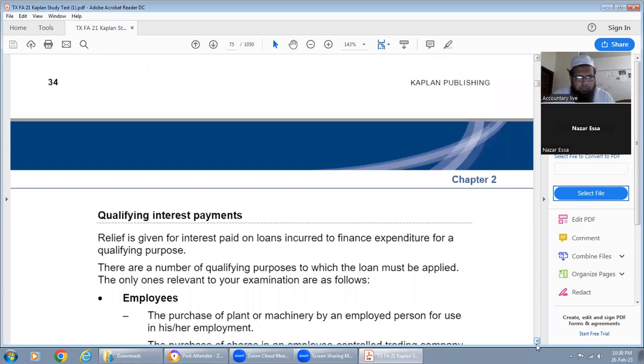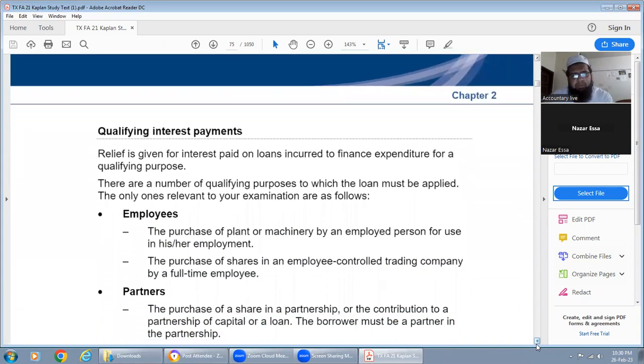Then we have our qualifying interest payments, which can be deducted from the income tax liability. Relief is given for interest paid on loans incurred to finance expenditure for a qualifying purpose. There are a number of qualifying purposes to which the loan must be applied. The only ones relevant to examination are as follows.